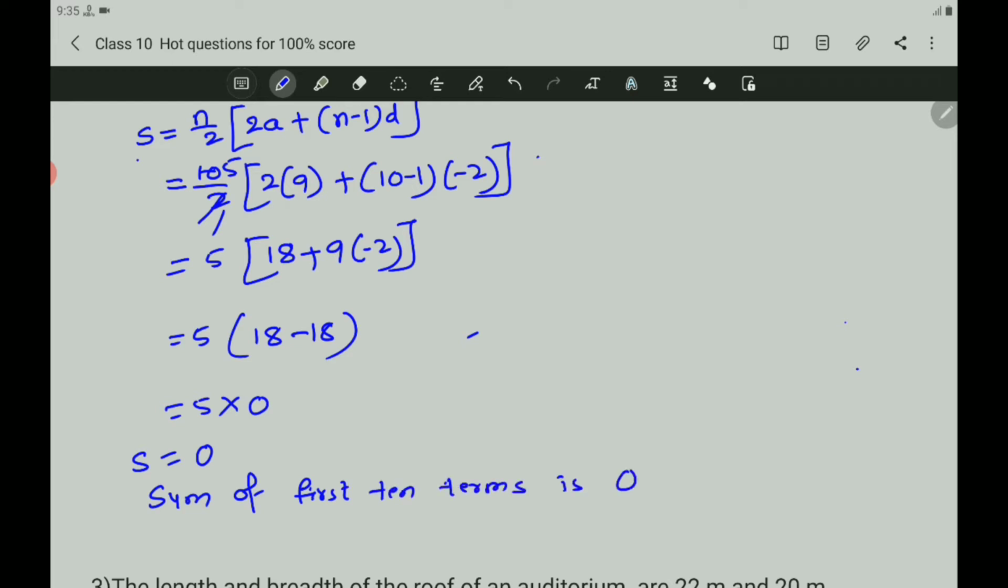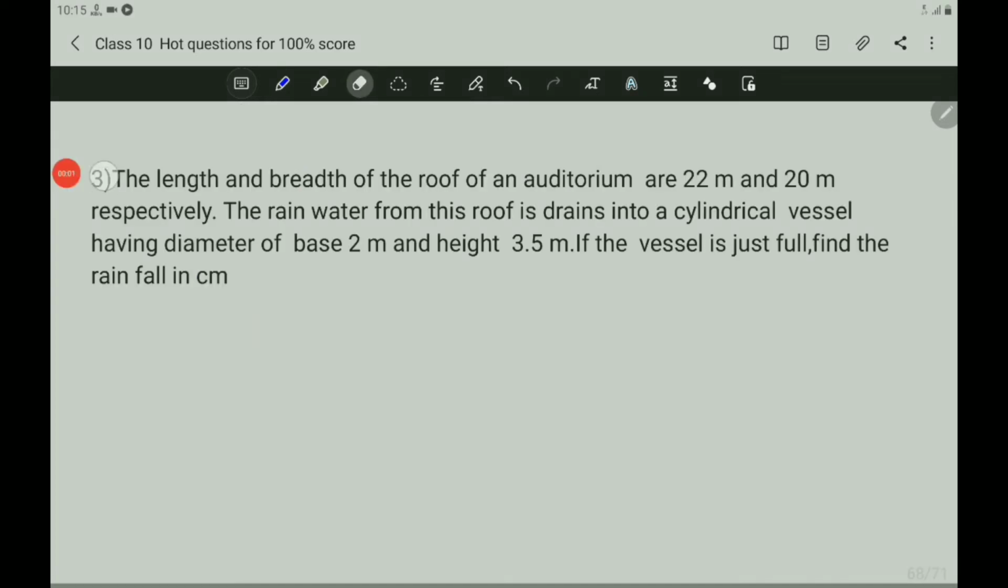Is 0. Now you take the question number 3. Third question. The length and breadth of the roof of an auditorium are 22 meter and 20 meter respectively. The rainwater from this roof drains into a cylindrical vessel having diameter of base 2 meter and height 3.5 meter. If the vessel is just full, find the rainfall in centimeter.